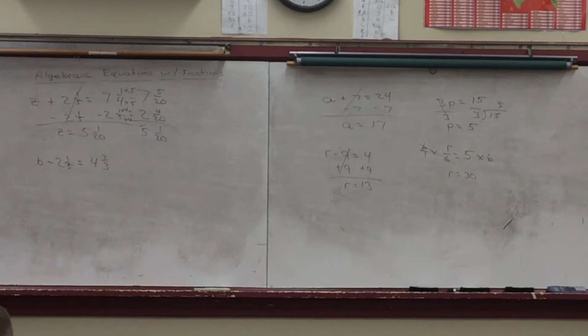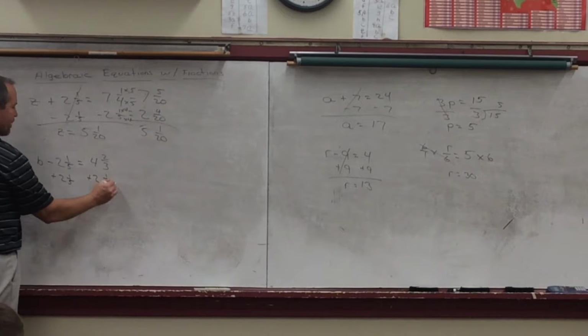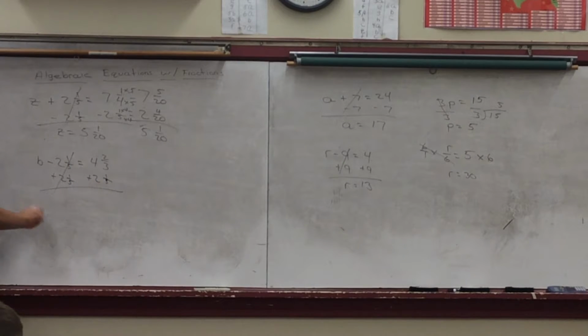Once again, we're going to do the inverse operation to get the variable by itself. Right now we're taking 2 and 1/5 away, so we need to add that 2 and 1/5 back to it. And whatever you do to one side, you're going to do the same thing to the other side. When we do it, they cancel, and we're left with b. Once again, when we add or subtract fractions, we need to get a common denominator. The common denominator is going to be what?